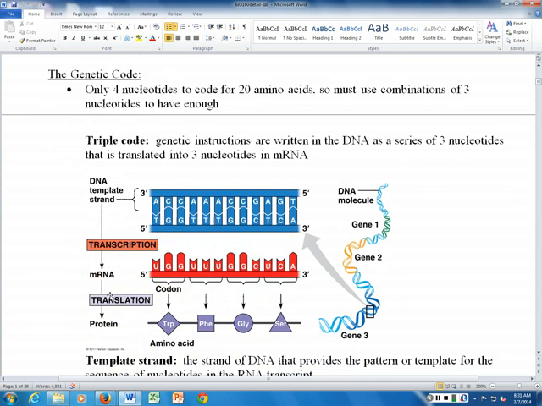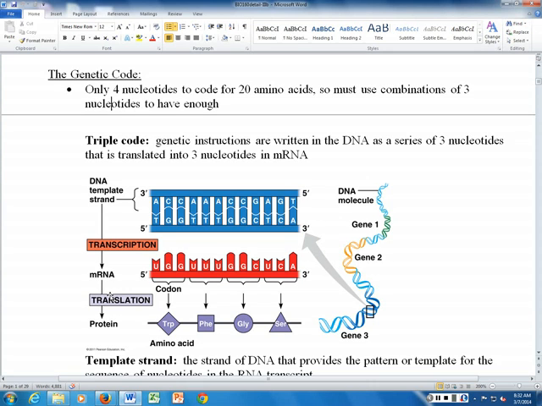So when we look at the genetic code, you have 4 nucleotides that make up your genetic code, yet you have 20 different amino acids. One letter isn't going to work to code for that. Using 2 of them isn't either. That would give you 4 times 4, which is 16 possible combinations. Still not enough. So instead we have to do a triplet code. You have 4 times 4 times 4, which is 64 possible combinations. So your genetic code is written as a triplet code, where you have a series of 3 nucleotides that get translated in the mRNA.